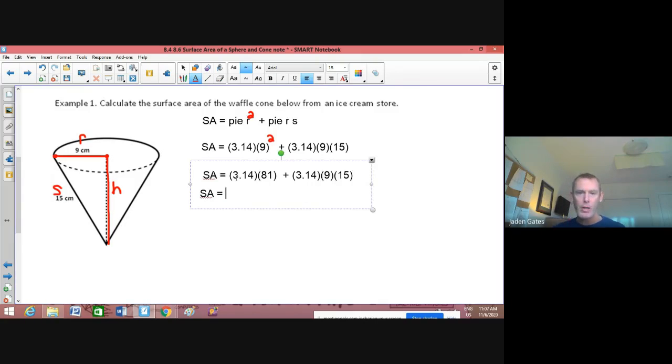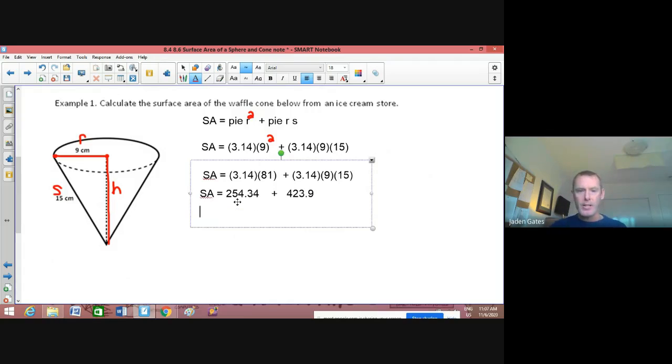I've got 2 parts I've got to multiply, here with the 2 numbers and here with the 3 numbers. So I've got 3.14 times 81, which is 254.34. All right, and then I have my second part that I have to multiply: 3.14 times 9 times 15. I'm getting 423.9.